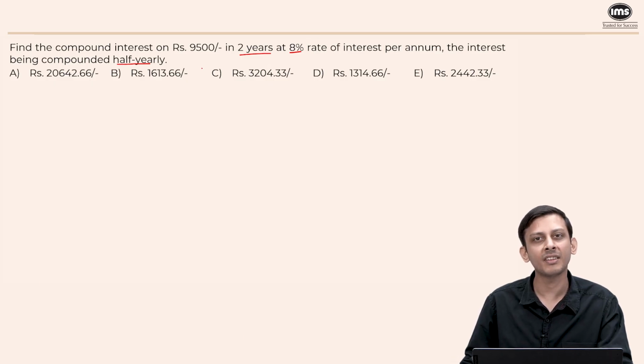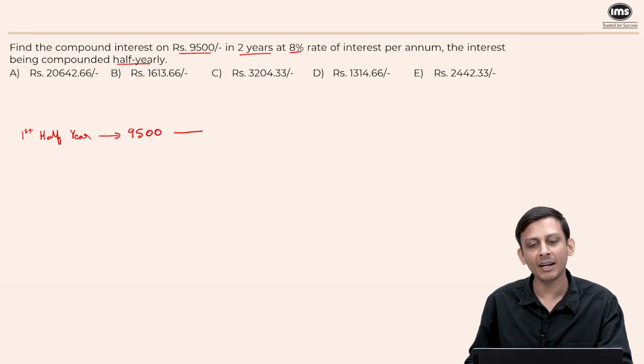So let us take some liberties with the approximation and let's look at each half year. So if we start off with the first half year, the principal that we are starting with is 9,500 rupees. And now the interest that we will get will be 4% of this. Now 1% of 9,500 is 95, which we can take to be approximately 100. Let us find the approximate interest. No need to calculate exactly because the options are not close together. So 1% of 9,500 is 95, approximately 100. So 4% will be approximately 100 into 4, which is 400.